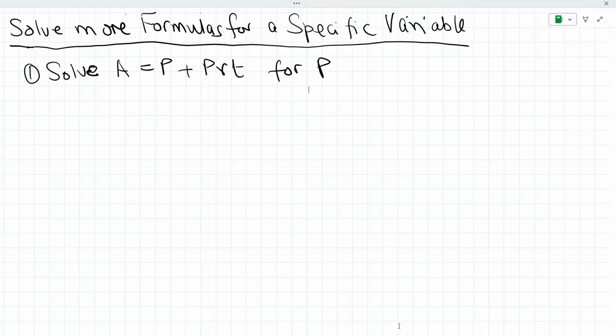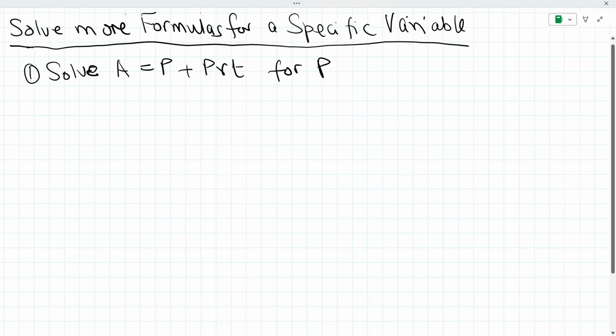In today's lesson, we will solve more formulas for a specific variable. So let's dive into it. We are given a problem to solve. A is equal to P plus PRT, solve for P.